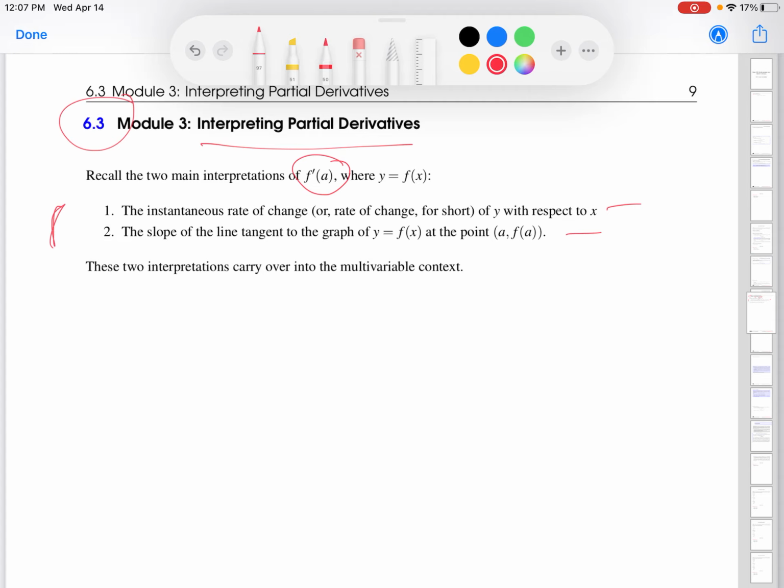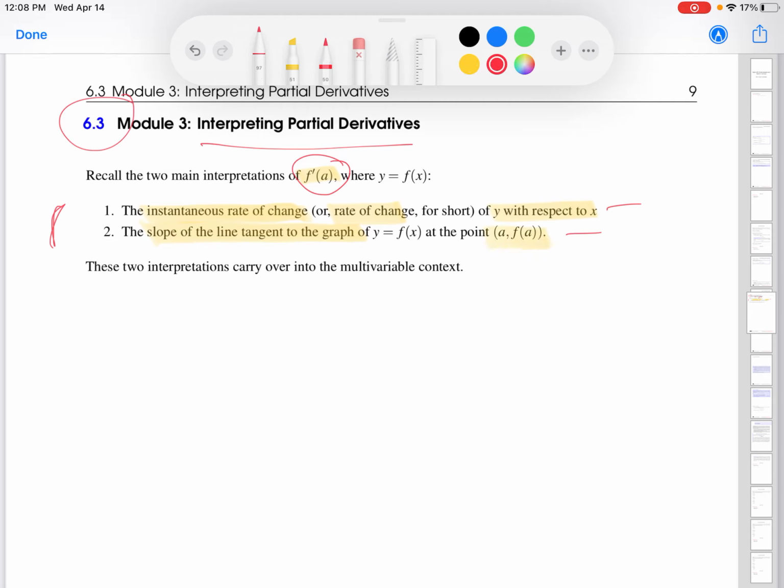So we know of the derivative f prime of a as the instantaneous rate of change, or just rate of change for short, of y with respect to x. So we're used to this from single variable calculus. And I would call this the rate of change interpretation of the derivative. The second one is what I would call the geometric interpretation. F prime of a is the slope of the line tangent to the graph of y equals f of x at the point a comma f of a.